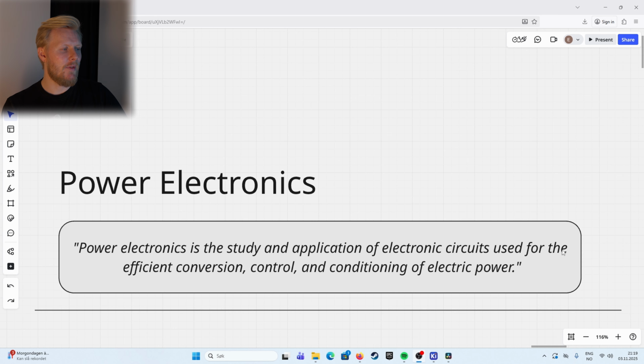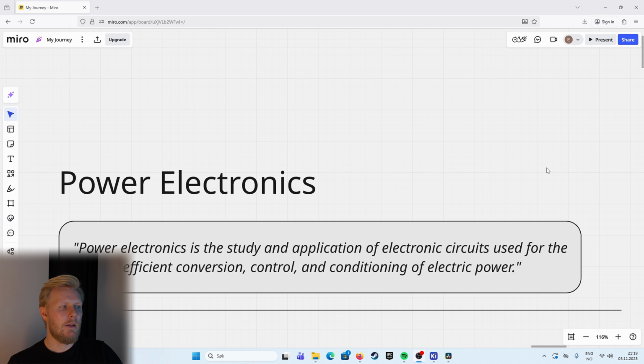So this first video is about power electronics. Try to remember this definition. Power electronics is the study and application of electronic circuits used for the efficient conversion, control, and conditioning of electric power. That's at the heart and core of power electronics. And maybe starting out, hearing this sentence, it kind of goes to your head a little bit, honestly. At least that's how it was a bit for me in the beginning.